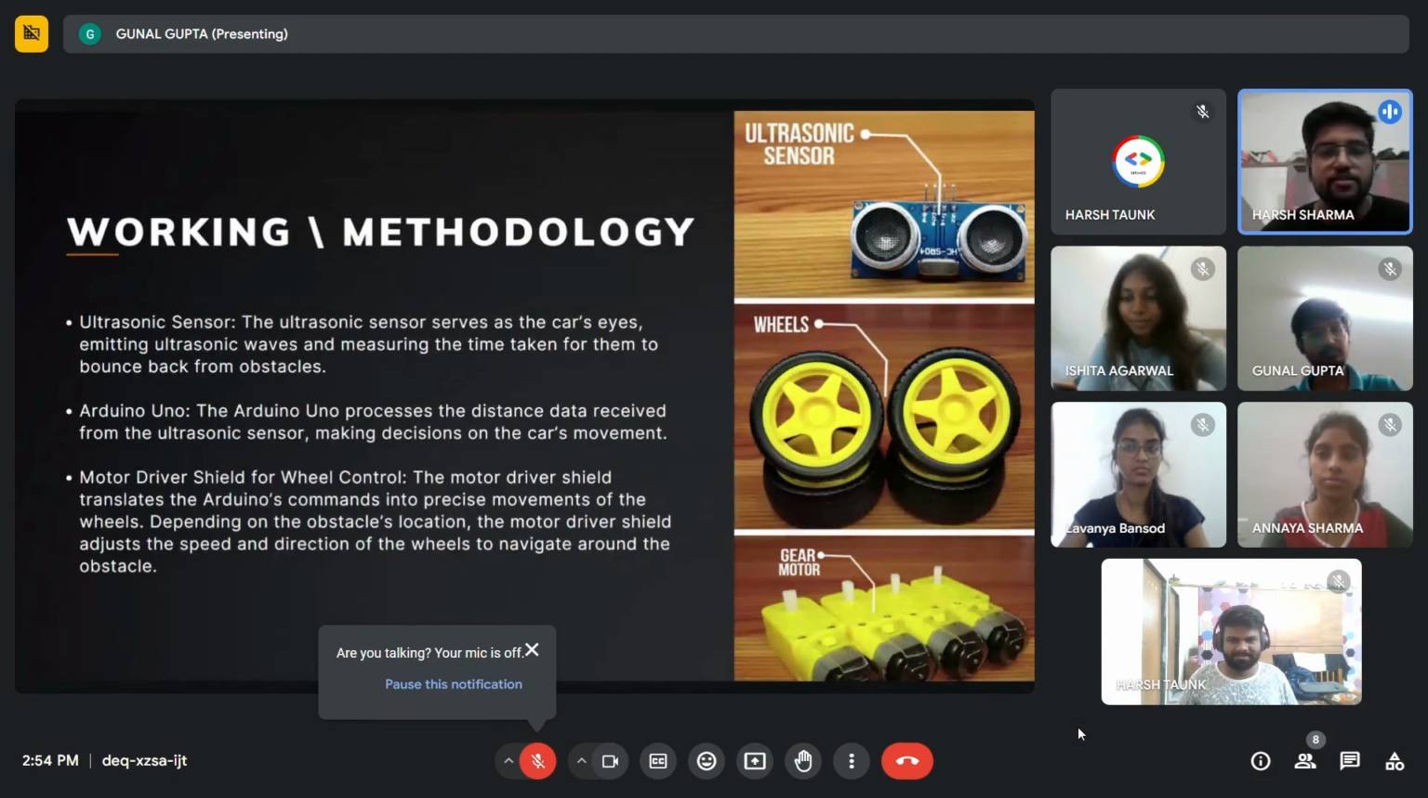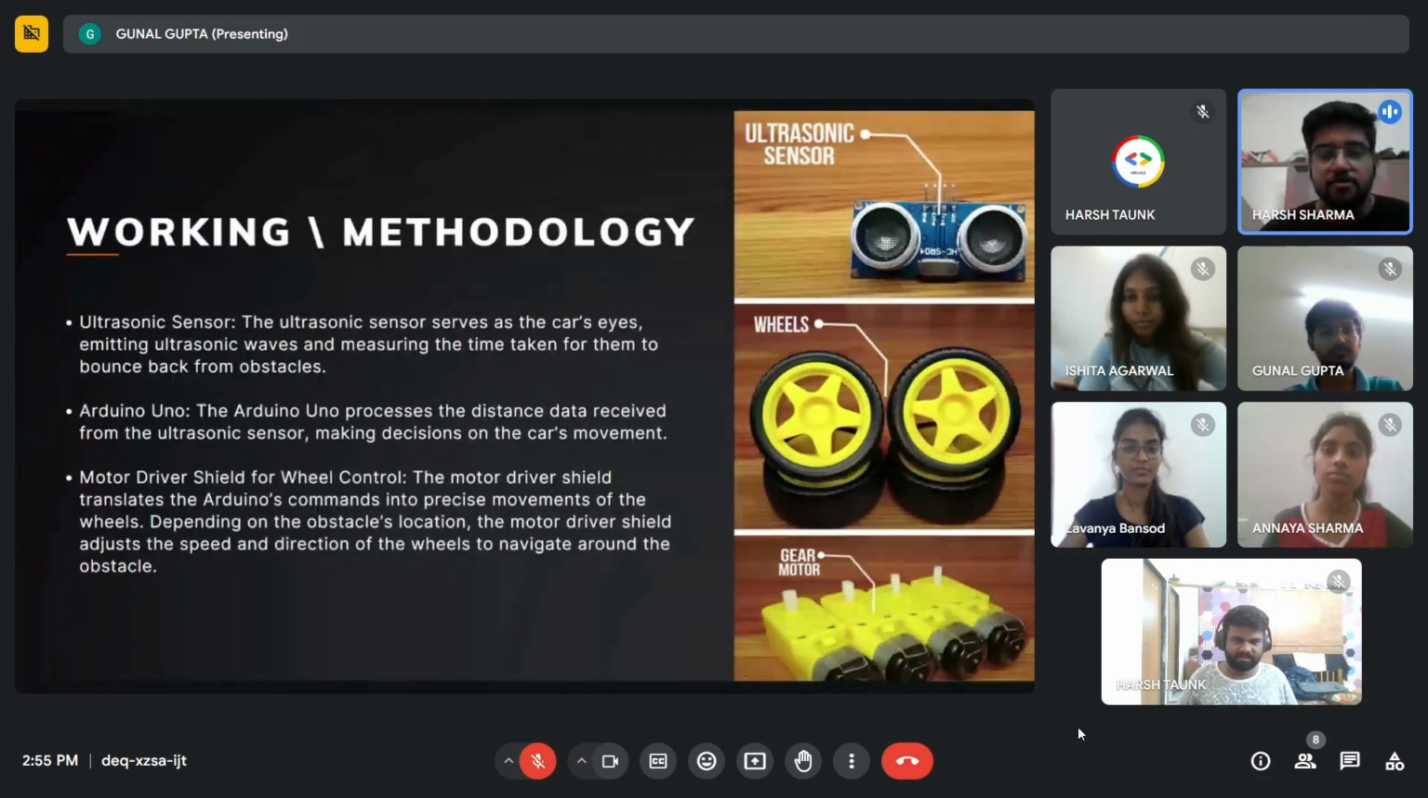Next, we have the motor driver shield for wheel control. The motor driver shield translates the Arduino's commands into precise movements of the wheels. Depending on the obstacle's locations, the motor driver shield adjusts the speed and direction of the wheels to navigate around the obstacle.